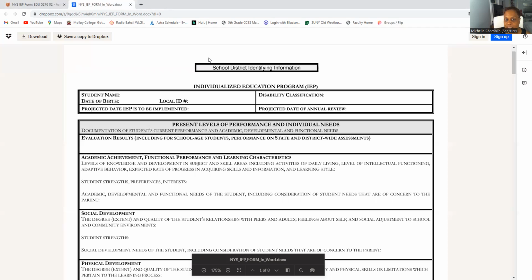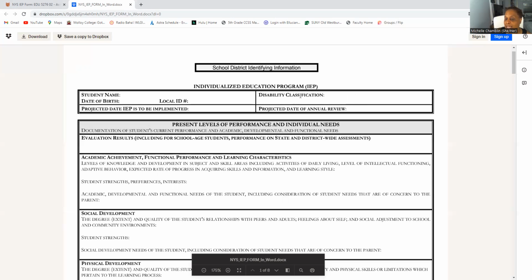So first we begin with the school district's information. So we have the name of the school district here, the student's name, their date of birth, their local ID, and then disability classification. So based on our testing and based on our assessments, we have determined that the student has one of the 13 categories of disability. That is the only thing that can go here.